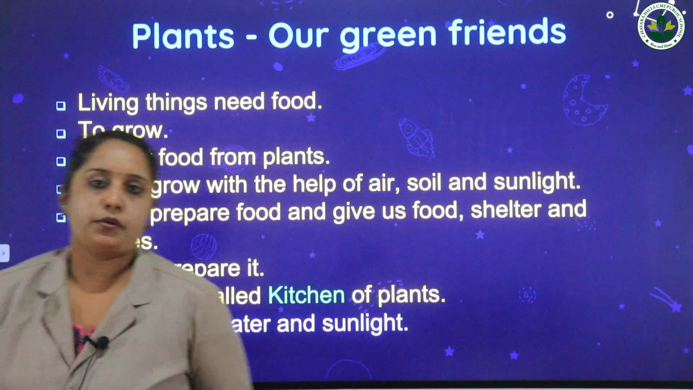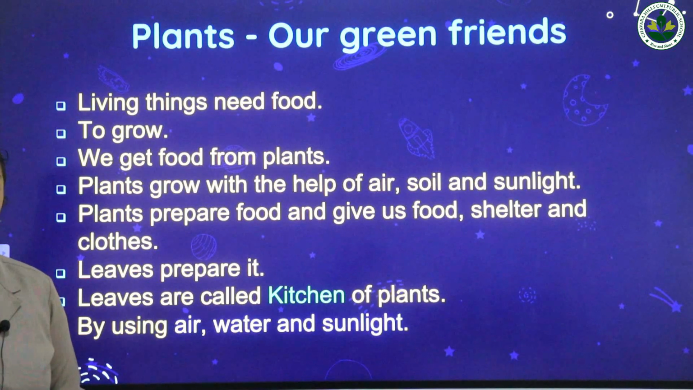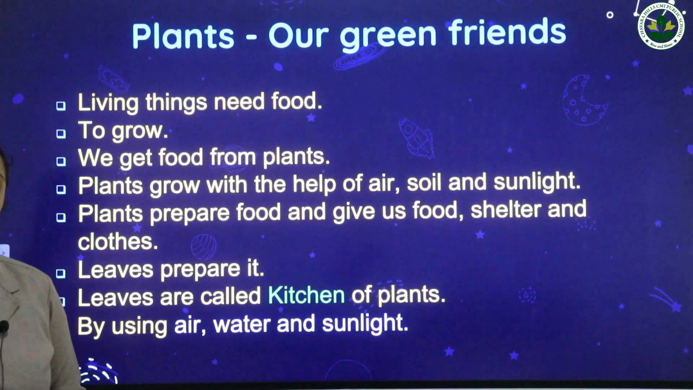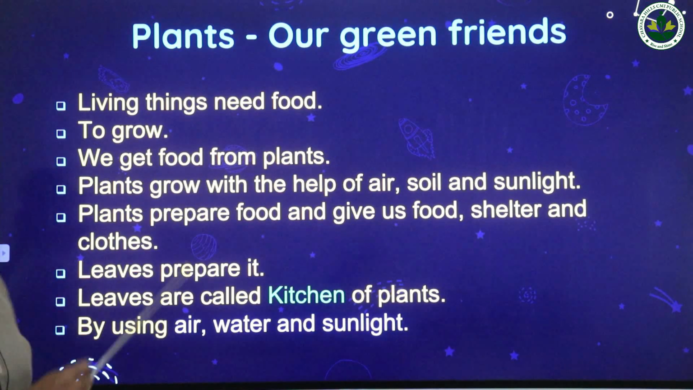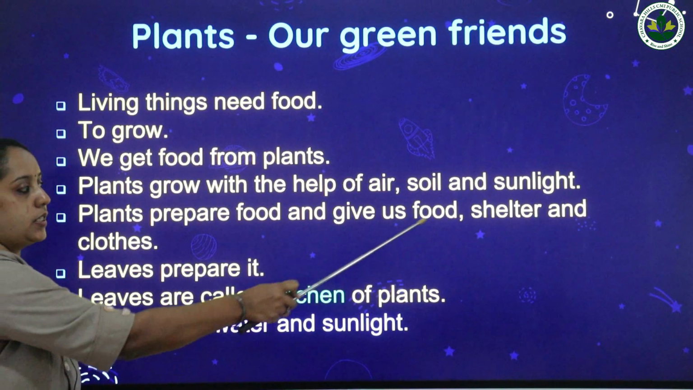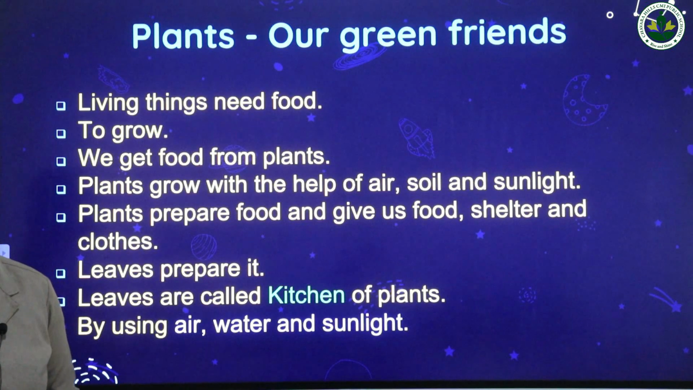Now I told you that plants also prepare food. At your home, who prepares food for you? Yes, your mummy will prepare food for you. Where does she prepare food? She prepares food in the kitchen, isn't it? So she uses different things to make the food items. So likewise, these plants prepare food and they give us food, shelter and clothes. So we get food, shelter and clothes from plants.